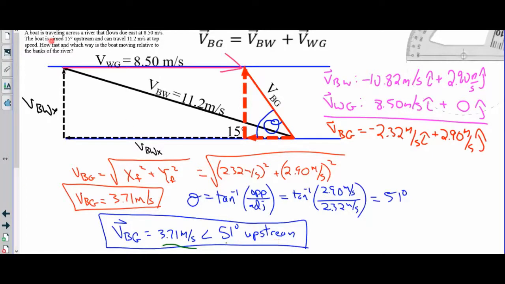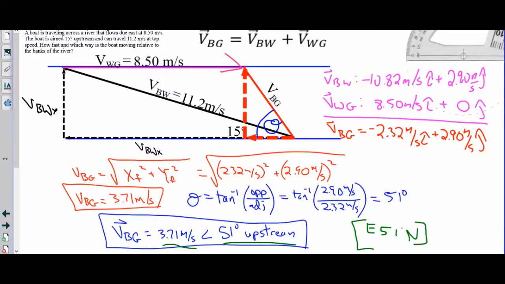Now I say upstream because it wasn't specific as to whether or not the boat was going north or south. Often, especially if this was an exam, you'd probably be told if it was going north or south. I don't usually like to leave things up for you to make a decision, math-wise. So if we were going north, you would write it down as east 51 degrees to the north. If you were going south, it'd be east 51 degrees to the south. But since it wasn't specific, we just leave it as 51 degrees upstream and call it a day.